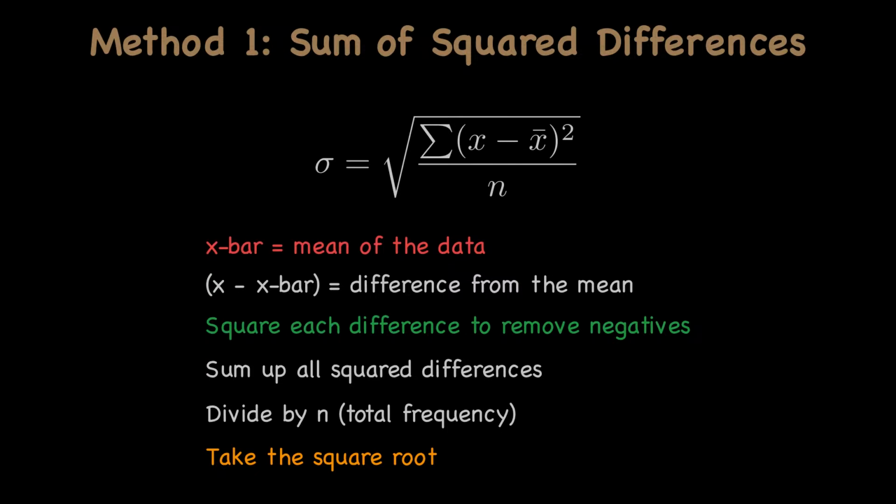We square each difference to remove negatives. Sigma means sum. Add up all the squared differences. Divide by n, the total frequency. And finally, take the square root.